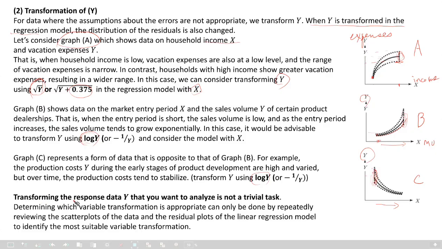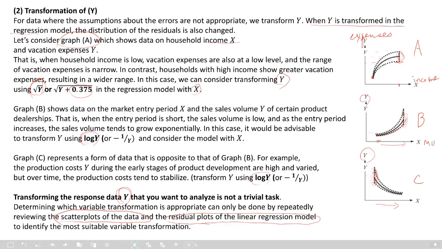Transforming the response variable y that you want to analyze is not a trivial task. Determining which variable transformation is appropriate can only be done by repeatedly reviewing the scatter plot of data and the residual plot of the linear regression model to identify the most suitable variable transformation.